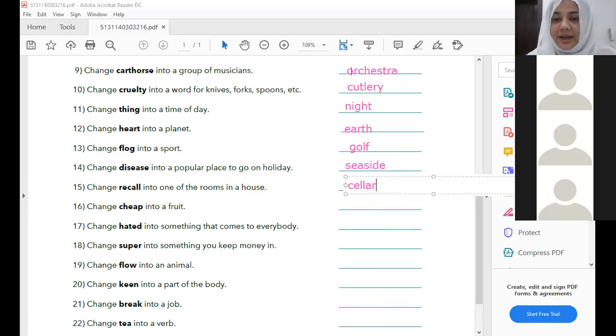We have to understand everything in detail. It will take me time. Inshallah, I will plan a very good lesson for you and I will come for it. Okay? This is the explanation. Okay, change cheap into a fruit.